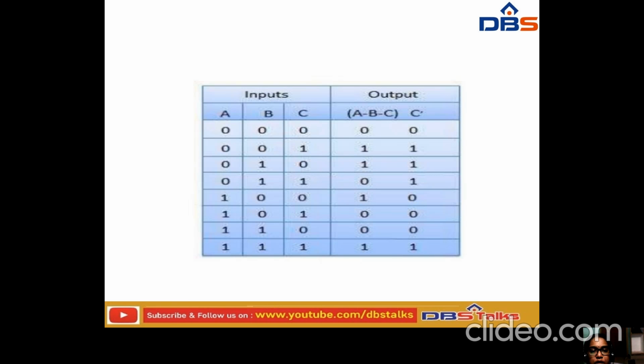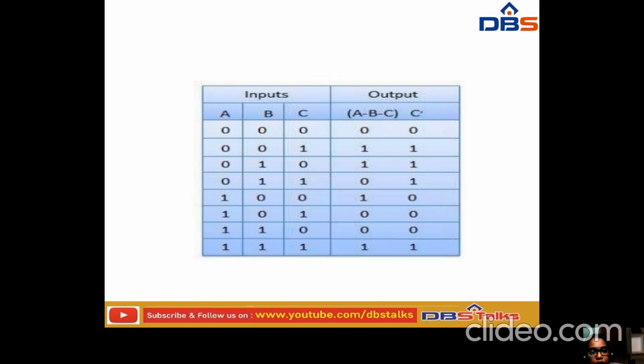So this is the output: A minus B minus C. 0 minus 0 minus 0, 0. 0 minus 0 minus 1, that is 1 with borrow 1. Minus 1 means 1 with borrow 1. Okay. 0 minus 1 minus 0, here also minus 1. So 1 with borrow 1. And the next one, 0 minus 1 minus 1, that is minus 1. So here the output is 0 and the borrow is 1.